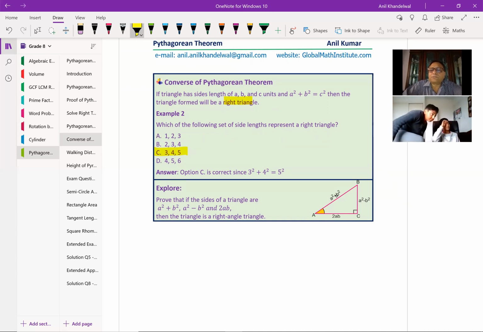I'd like you to copy this particular triangle. The sides are, the longest side is a square plus b square. And the other side BC is a square minus b square. And the smaller side is 2ab.